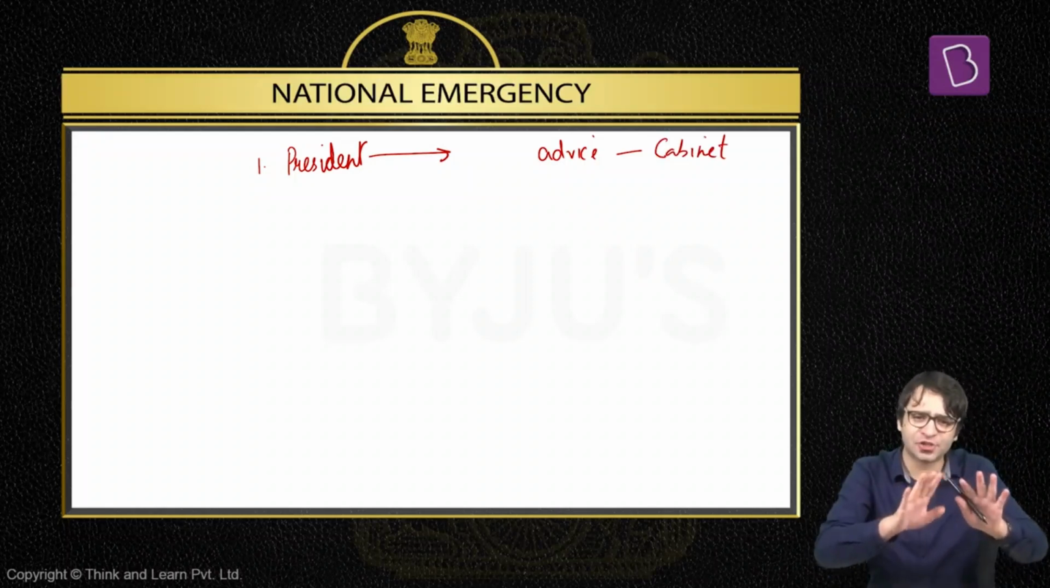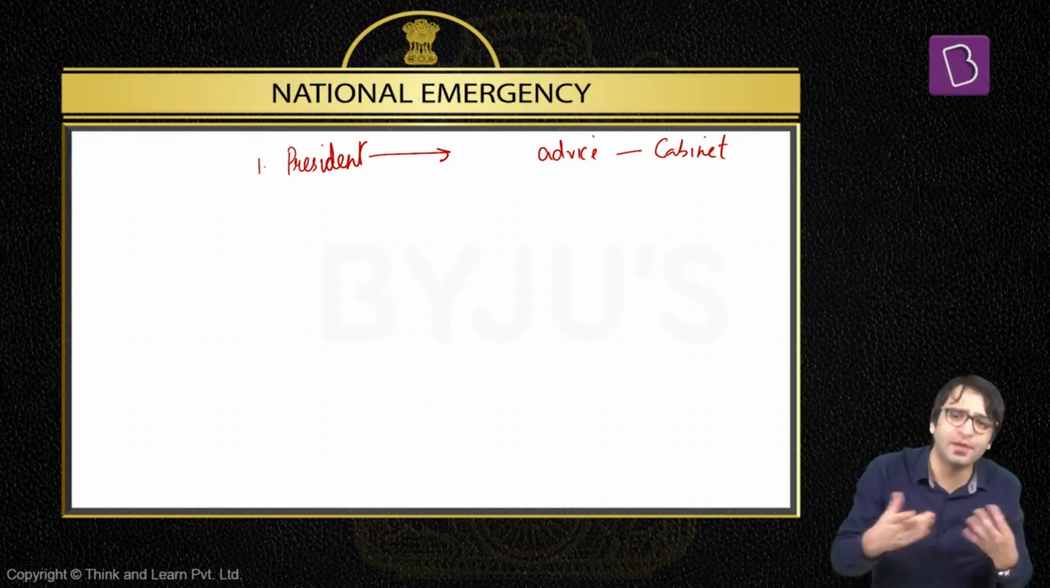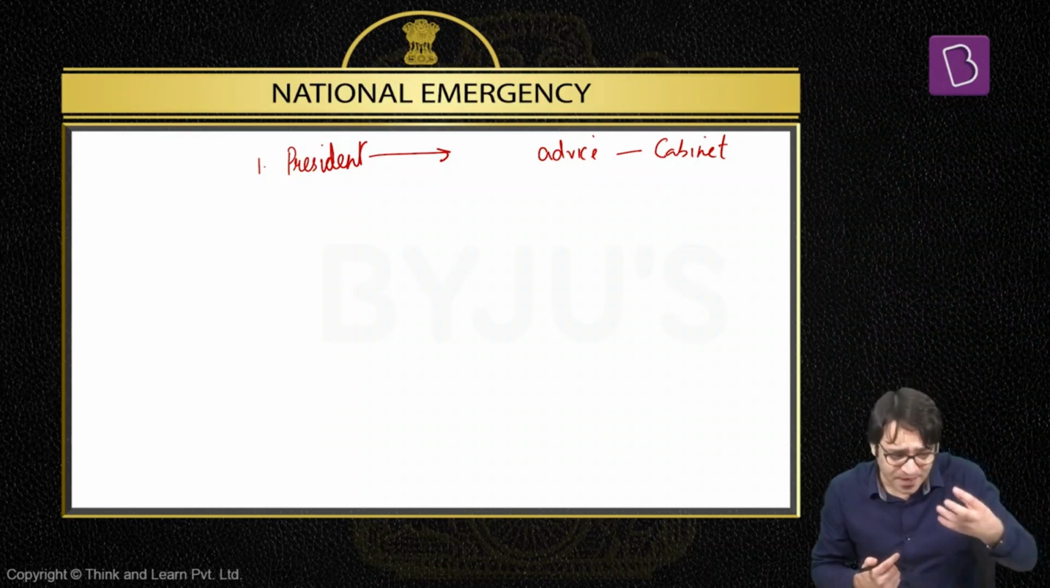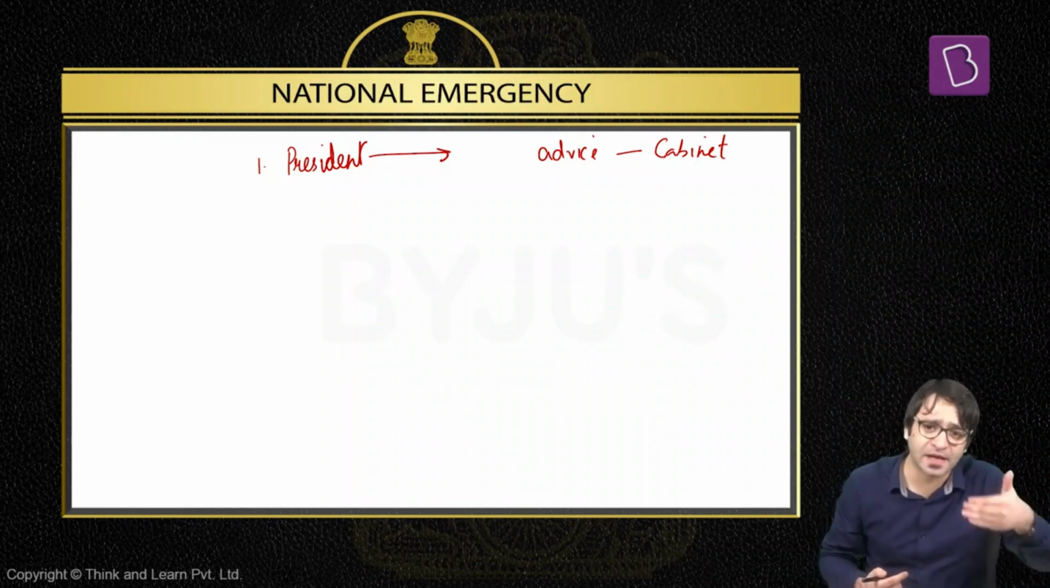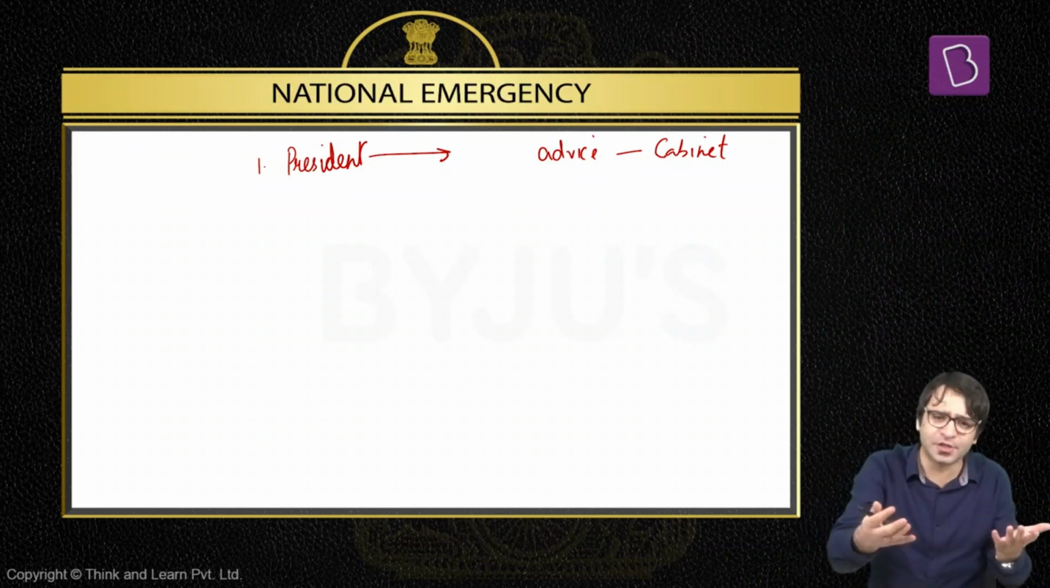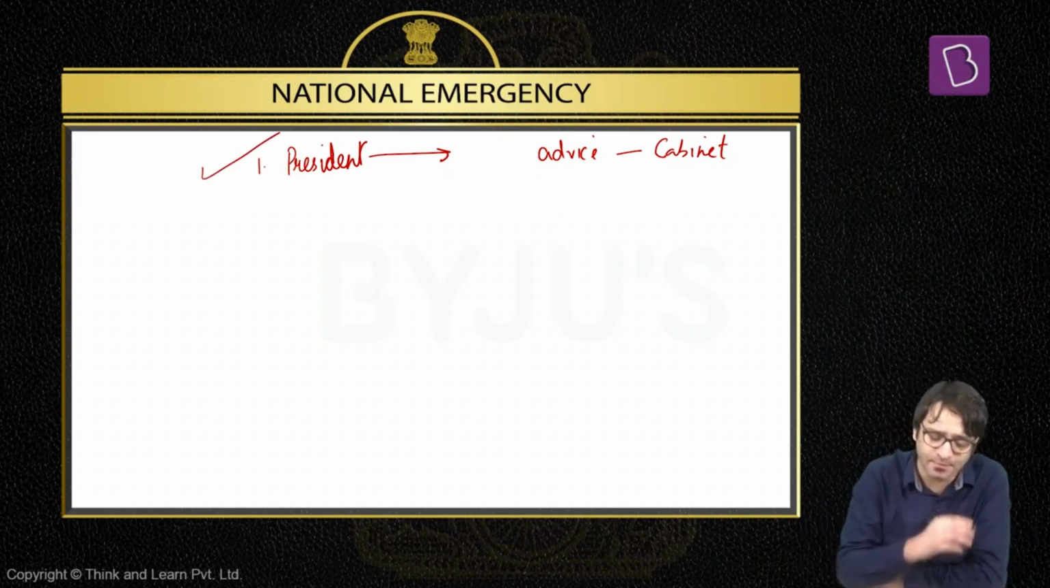That means we know how national emergency is proclaimed. Now we are discussing how national emergency can be revoked. Number 1, it can be revoked at any point in time by the president, but not on his own, because the president has to do everything on the basis of the advice of the Council of Ministers headed by the Prime Minister. So if the cabinet is giving a written advice to the president, please revoke national emergency, the president will revoke national emergency. That's number 1.